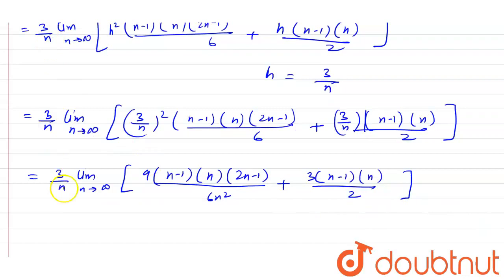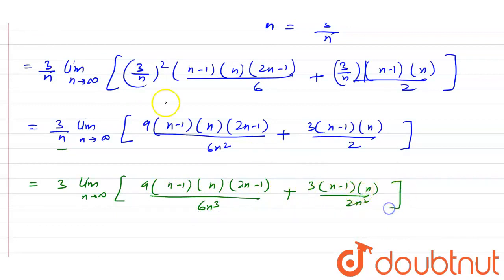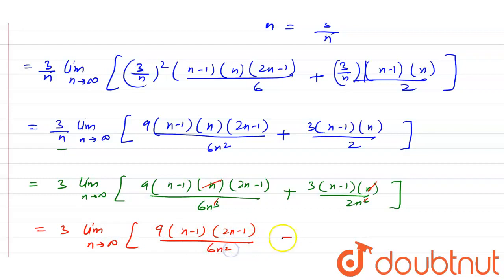Now we take this n inside the bracket, so this is equal to 3 limit n tends to infinity, 9 into n minus 1 into n into 2n minus 1 divided by 6n cube, plus 3 into n minus 1 into n divided by 2n square. Here if we see, n and n cancel each other, here also n and n cancel each other, so this is equal to 3 limit n tends to infinity, 9 into n minus 1 into 2n minus 1 divided by 6n square, plus 3 into n minus 1 divided by 2n.